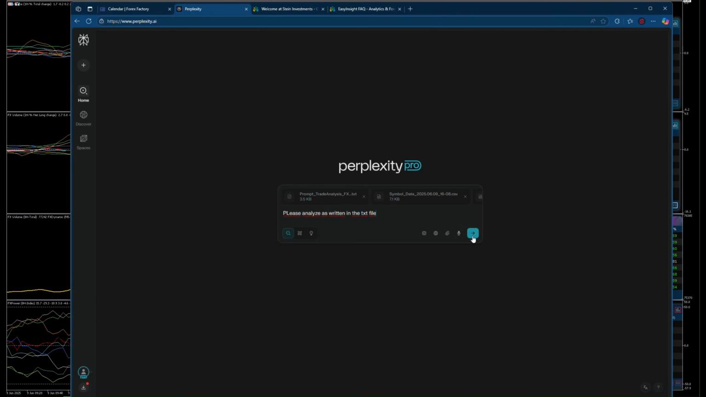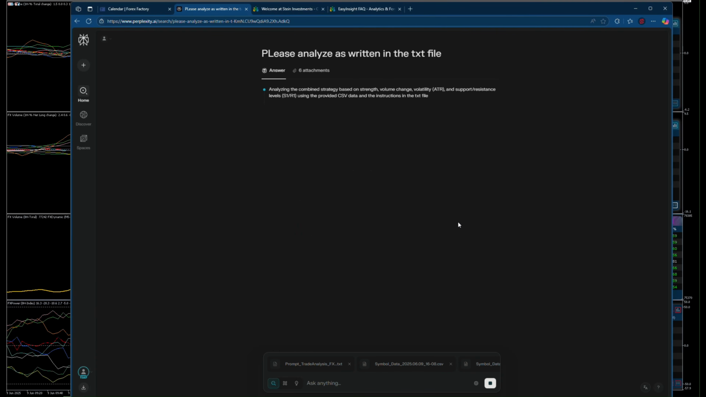Now it's doing the analysis, and we have to wait for a few seconds until it's processing all the data given by these 5 CSVs, and then we'll go back to the final result in a few seconds.